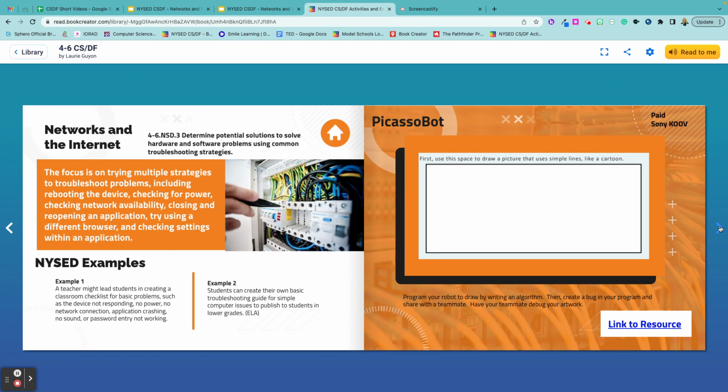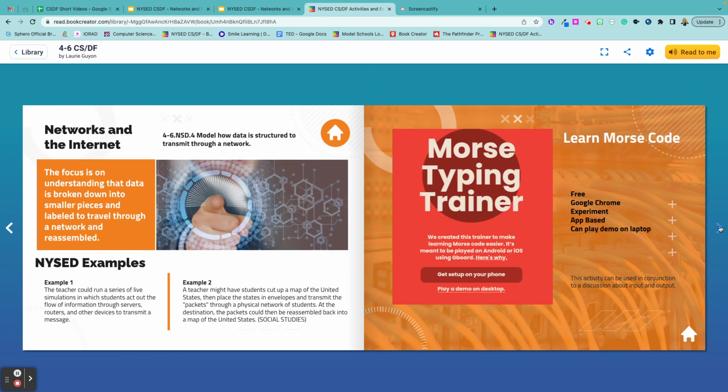And then when we go to networks and the internet, number 3, we're talking about the potential solutions to solve problems using common troubleshooting strategies. So here we're thinking about when something doesn't quite work, what can we do? This could be done through techxperts or different jobs within your classroom. Having your students figure out how to fix things. Student help desks would be great for this one as well, as you're going through and thinking about how to get these standards into your classroom.